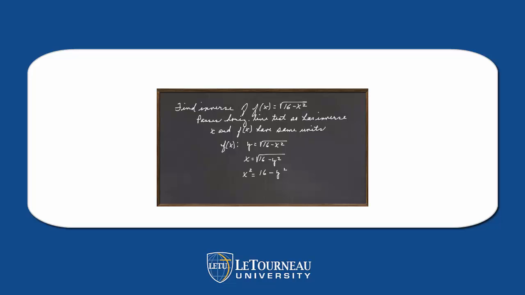We get x squared equals 16 minus y squared. y squared equals 16 minus x squared. And so, y is going to be equal to the square root of 16 minus x squared. Not plus or minus. We want the positive square root. Otherwise, we wouldn't have had a function to start with. Right?